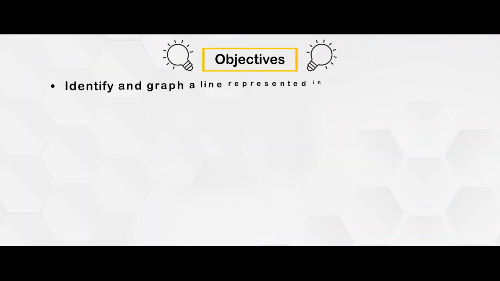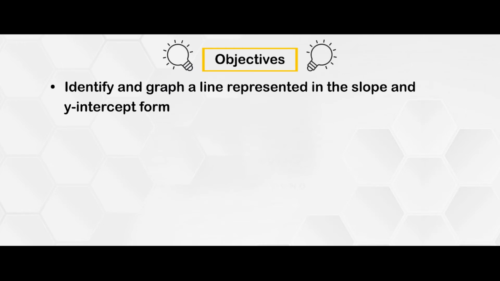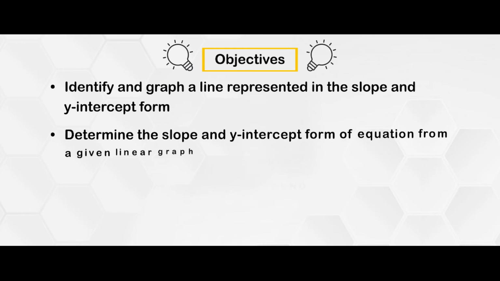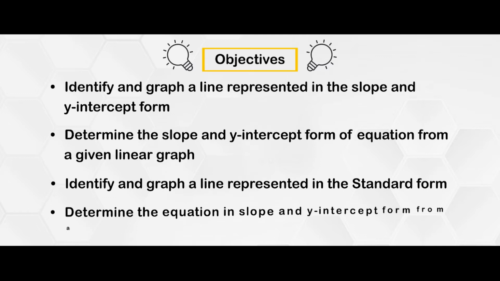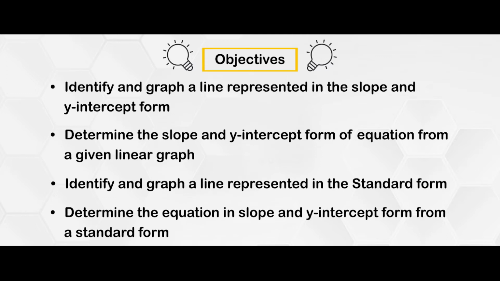Firstly, we'll identify and graph a line represented in the slope and y-intercept form. We'll determine the slope and y-intercept form of an equation from a given linear graph. We'll identify and graph a line represented in the standard form. And finally, we'll determine the equation in slope and y-intercept form from a standard form.